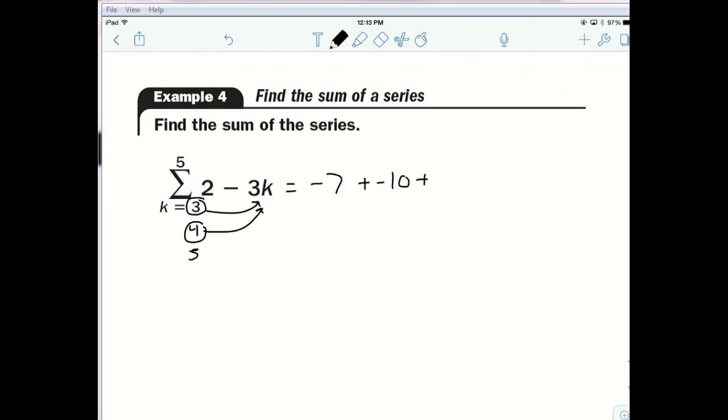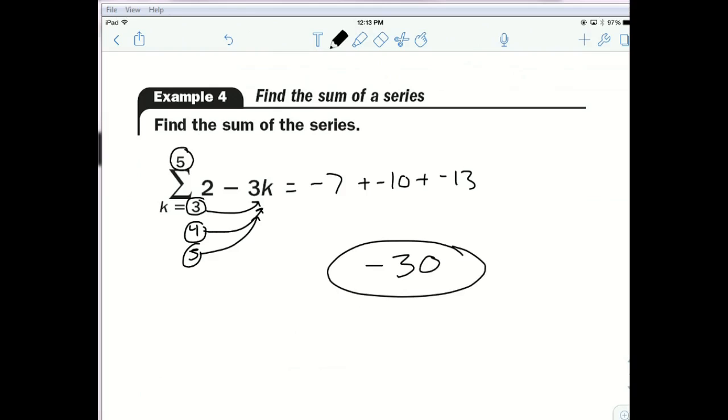Plus, then you sum to 5, plug that in right there. 2 minus 15 is negative 13, and you stop. Because this number up here tells us that we need to stop at 5. Add those things up, and we get negative 30. And that would be your answer. That would be your sum.